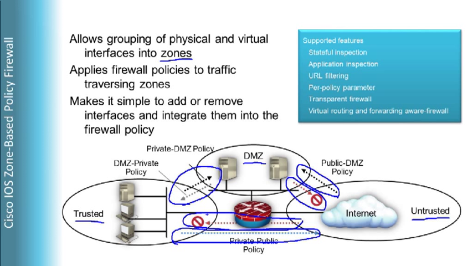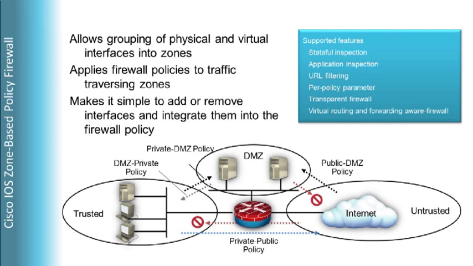Sure, we could do this with standard and extended access control lists, but it would be a nightmare. Especially when you consider that we were probably going to start adding interfaces at some point as we grow. This is no problem for the zone-based approach. We can add those interfaces as we grow, no problem at all. This is a very scalable, modular type of solution.